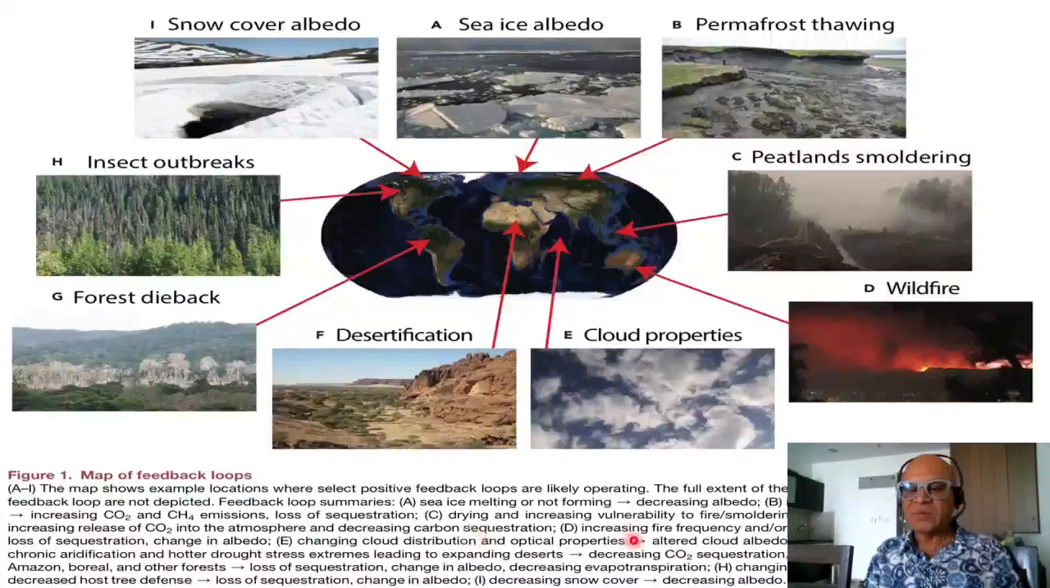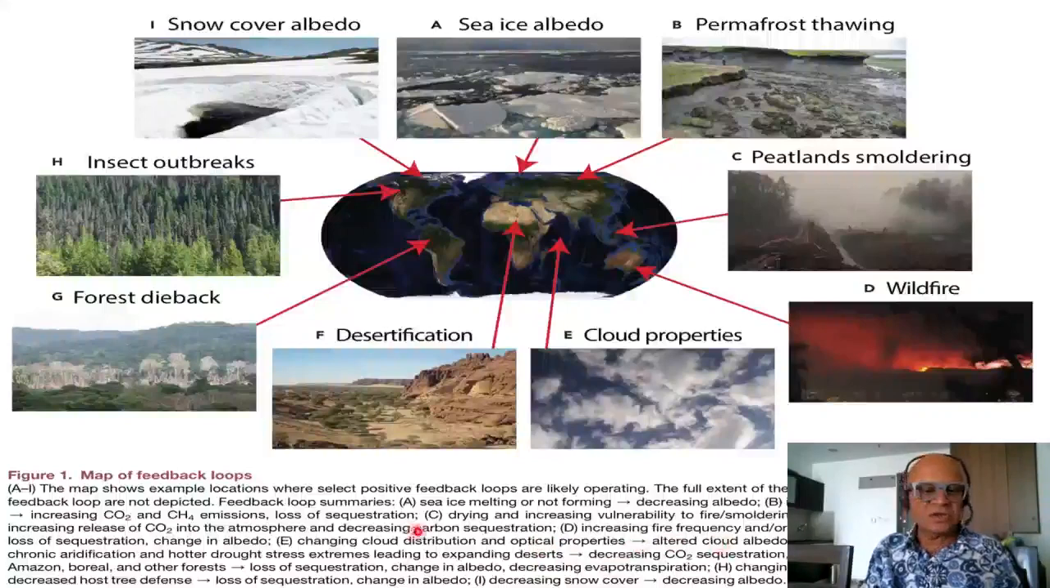Drying and increasing vulnerability of fire and smoldering, decreasing soil organic carbon, increasing release of CO2 into the atmosphere, and decreasing carbon sequestration. Wildfire story is also complicated in the sense you have to look for duration of fires, frequency of fires, area covered, intensity, etc. And there is evidence that area covered may be increasing, numbers may not be increasing, but this is complicated by human efforts to manage forest fires or vegetation that's vulnerable to wildfires and so on and so forth.